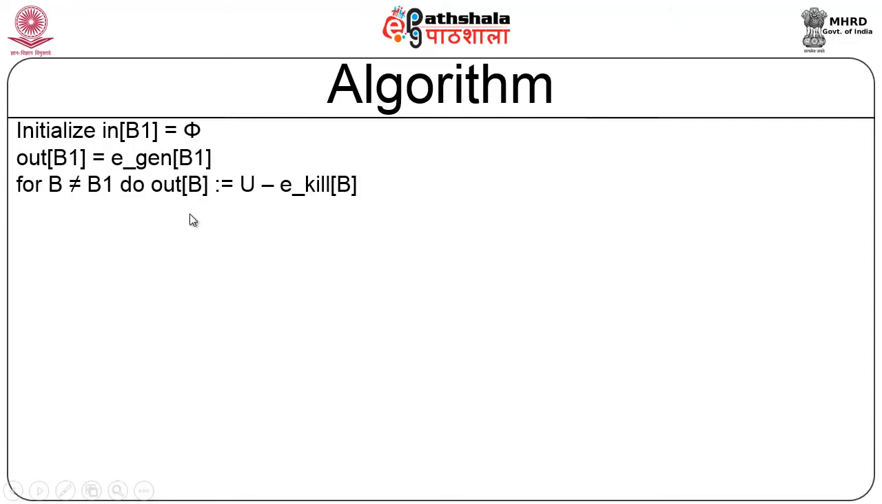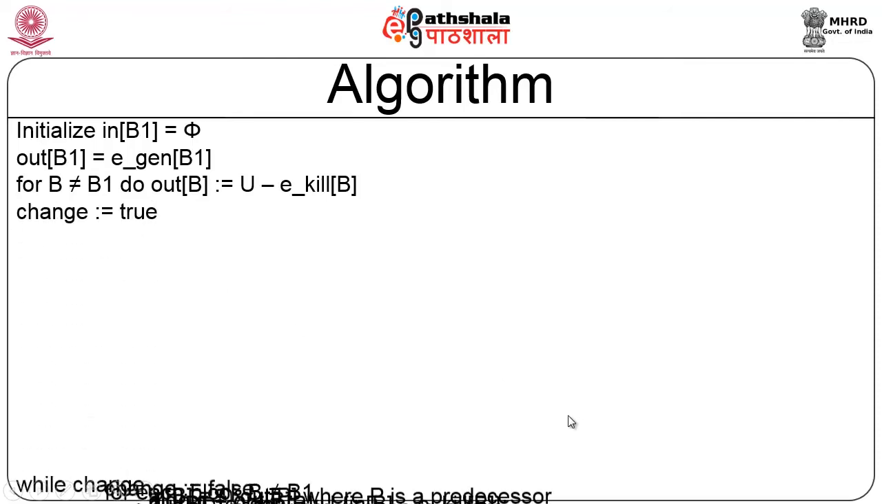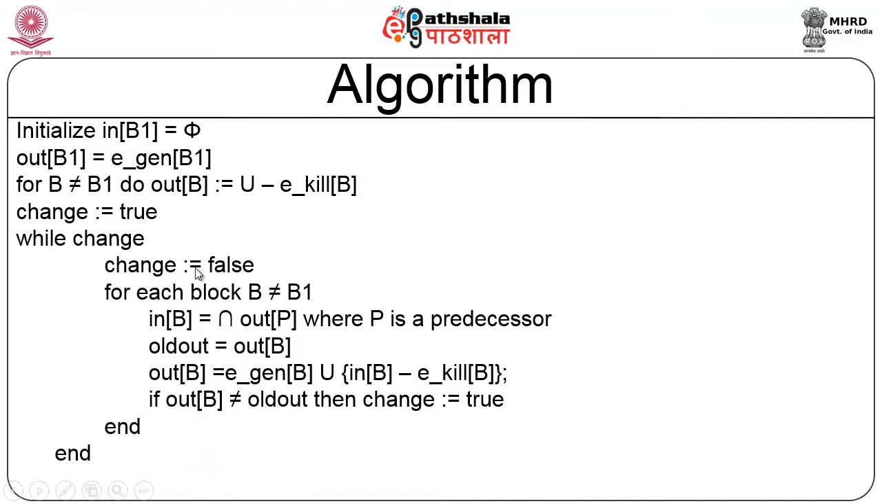And for B not equal to B1, out of B will be U union minus E kill of B. Now, what is U? U is the list of available expressions already we have, and what is killed by that should be subtracted, and that will be out of a particular block B. Now again this B should not be equal to B1, which is the first block of your control flow graph. Again you are going to use a flag variable called change, and here change is equal to false.